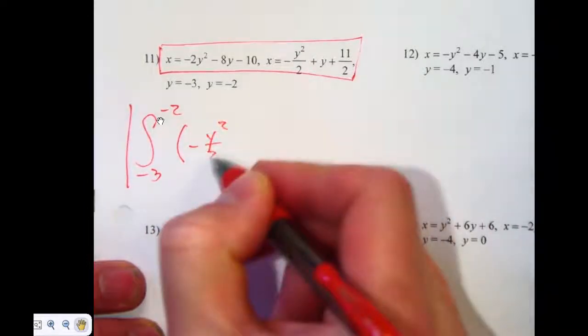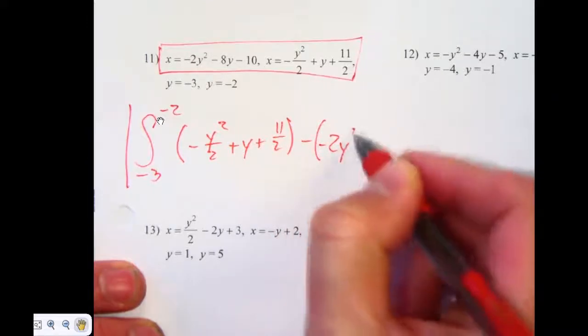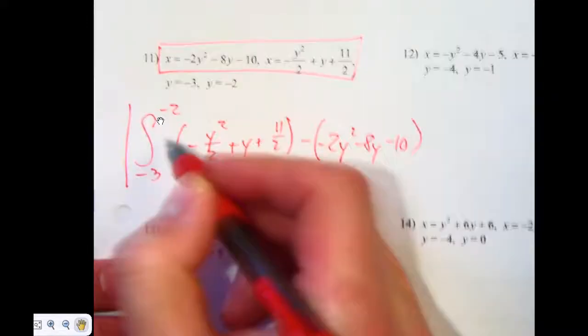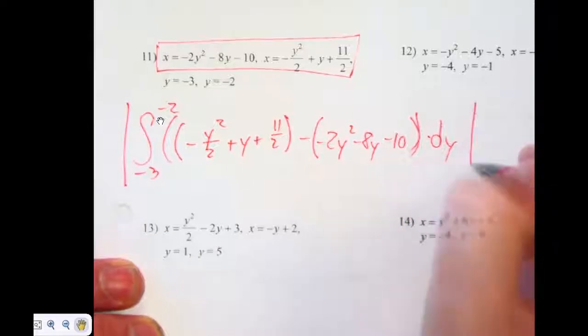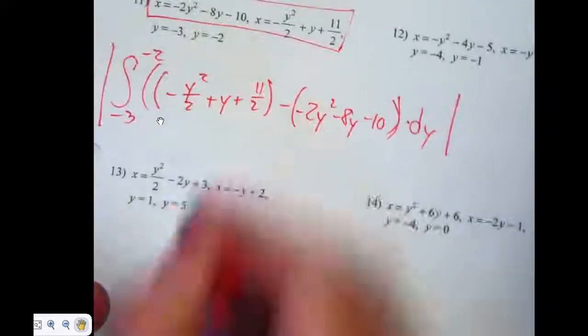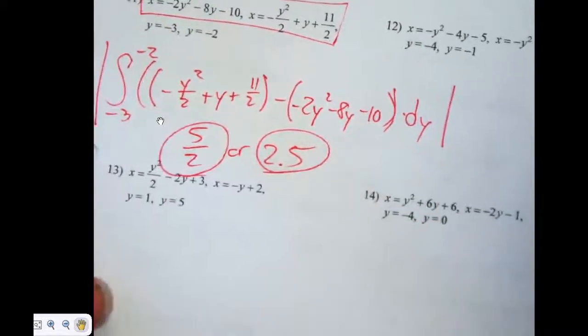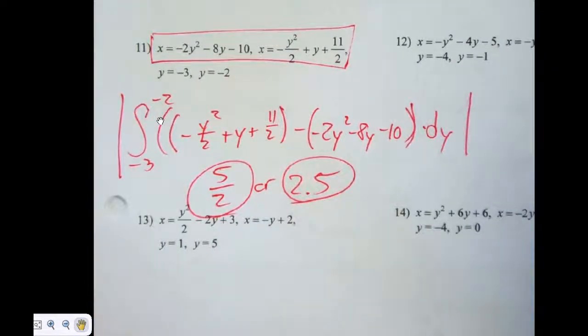I'm just guessing. And then close your absolute value. Type all that in. If you get a positive answer, hopefully that is the right answer. But if you get a negative answer, just make it positive. So it should be 2.5 or 5 halves. So just make sure you're getting what you should be.